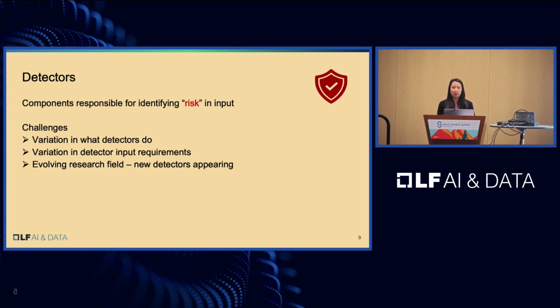And as I mentioned earlier, there's a lot of different challenges in the variation in what detectors do, the different input requirements. Some might take just text, like the user input, or some might take both the user input and the generation model output. And lastly, this is a constantly evolving research field. People are coming out with new detectors every day, whether it's different encoder models or LLMs themselves that are fine-tuned to be able to detect different risks.